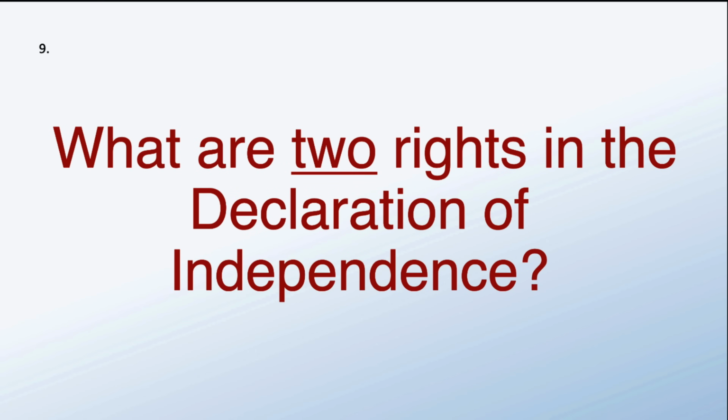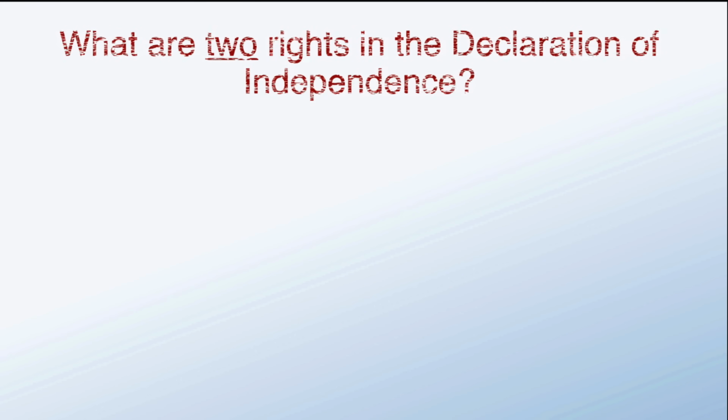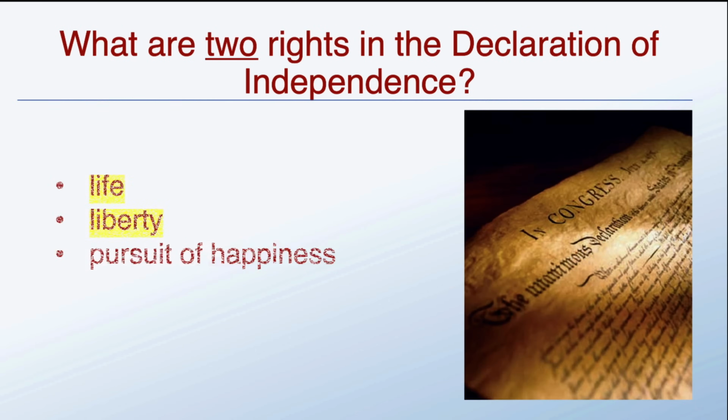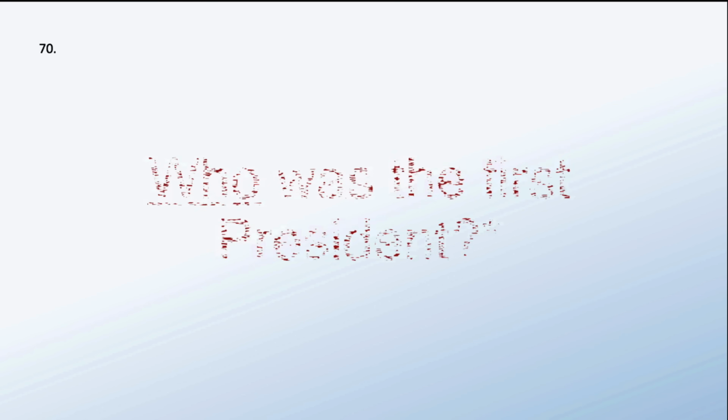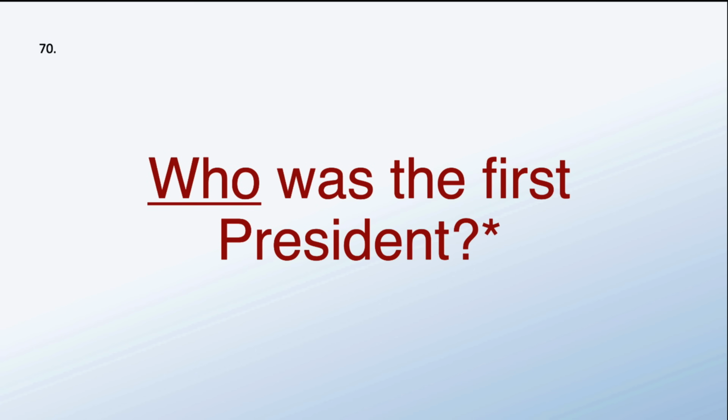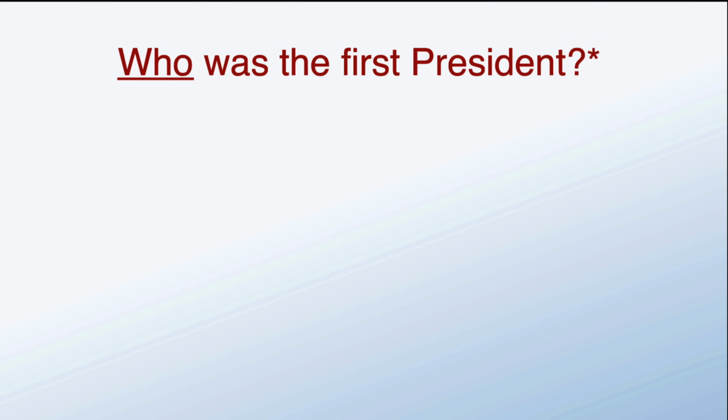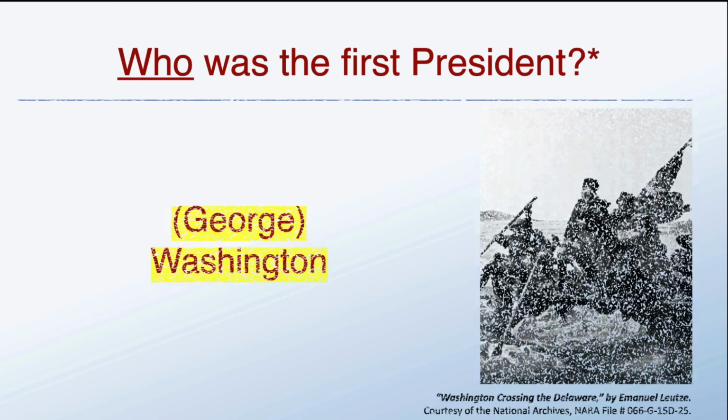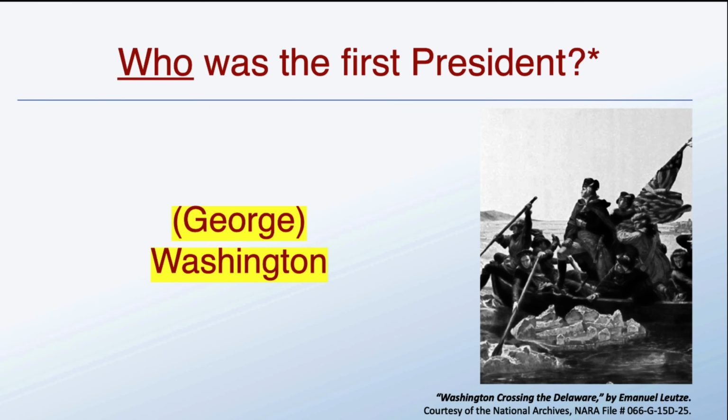What are two rights in the Declaration of Independence? Two rights in the Declaration of Independence are life and liberty. Who was the first president? First president was George Washington.